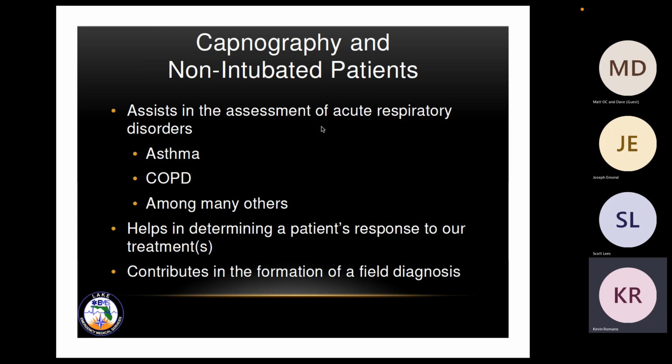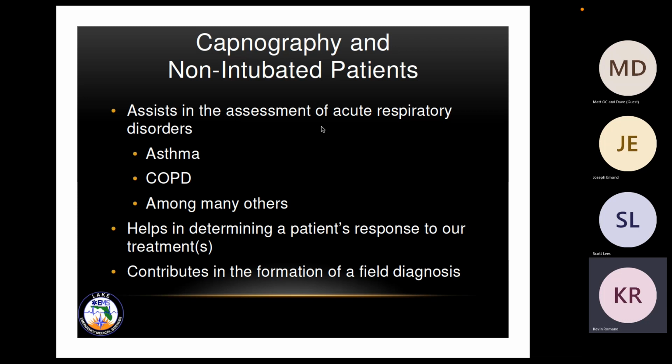Capnography in non-intubated patients assists in the assessment of acute respiratory disorders like asthma, COPD, among many others, and it helps in determining the patient's response to our treatments, right? So if we have a patient who's an asthmatic or a COPDer, and we start seeing that shark fin waveform, are the treatments that we're giving, from albuterol treatments for bronchodilators, sympathomimetics, to your mag sulfates for your smooth muscle relaxant, to corticosteroids that we're giving, Dex or Solumedrol, are they working? And the only way to really tell if they're working is by looking at your end-tidal changes.